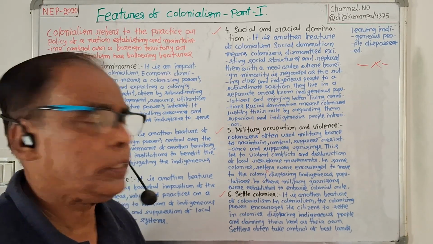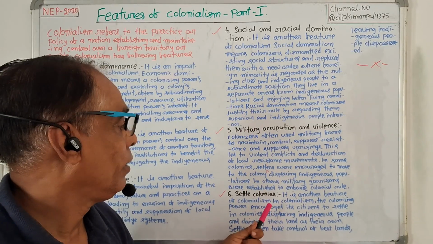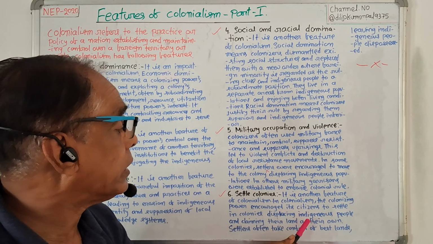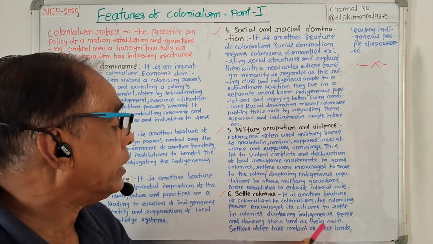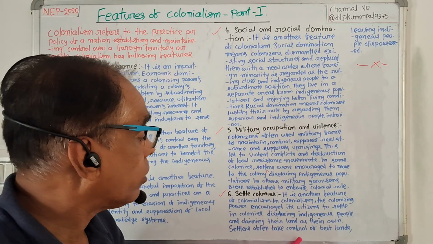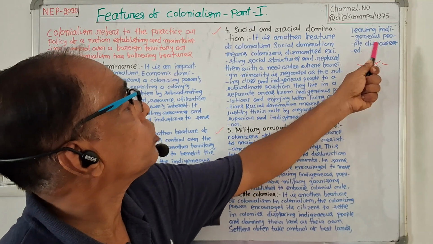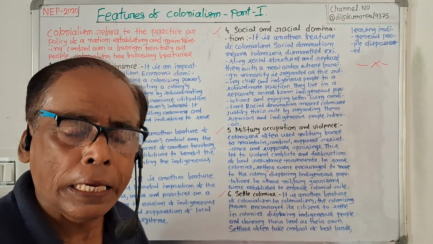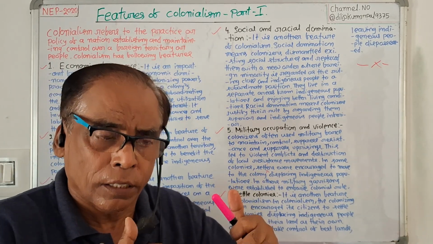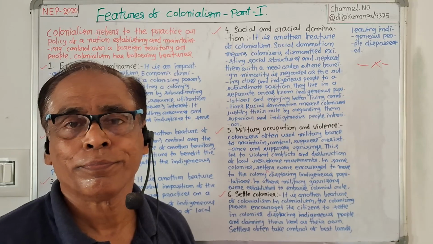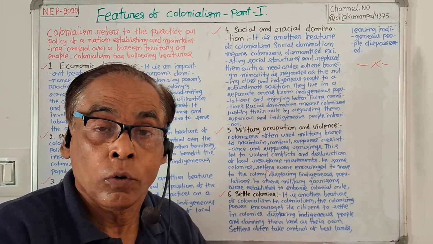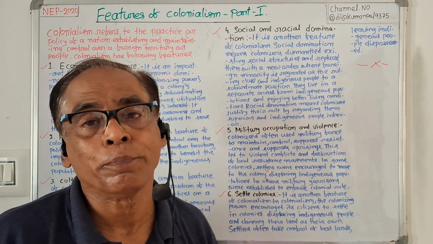Another feature of colonialism is settled colonies. In colonialism, the colonizing power encouraged its citizens to settle in colonies, displacing indigenous people and claiming their land as their own. Settlers often take control of the best lands, leaving indigenous people dispossessed. It means the people of the colonizing country are encouraged to settle in a place which was under the indigenous people.